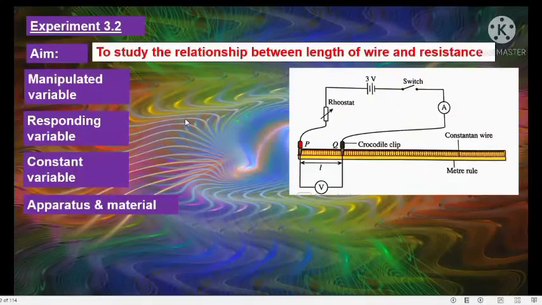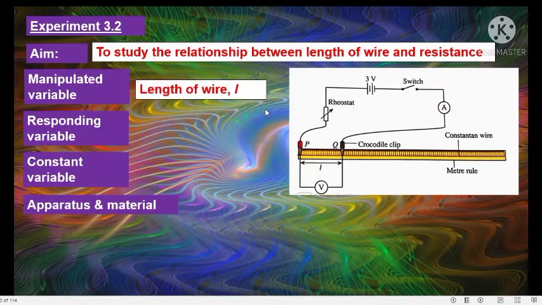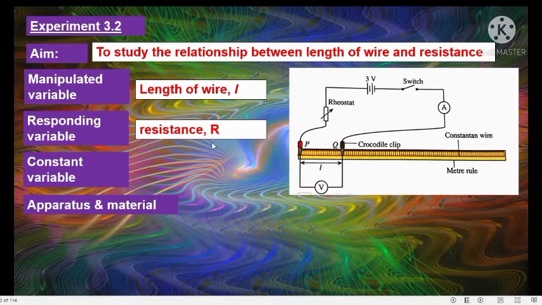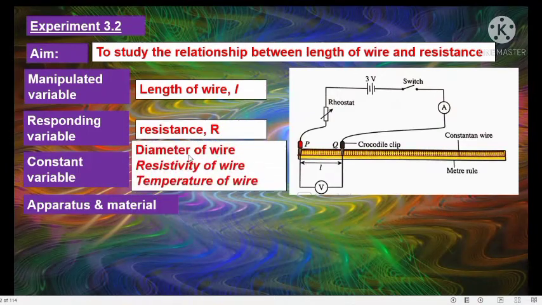Aim of this experiment: to study relationship between length of wire and resistance. Manipulated variable: length of wire, the symbol is L. Responding variable: resistance, symbol is R. Constant variable means other factors that affect resistance must be kept constant: diameter or cross-sectional area of wire, and resistivity, which represents material of wire and temperature of wire.